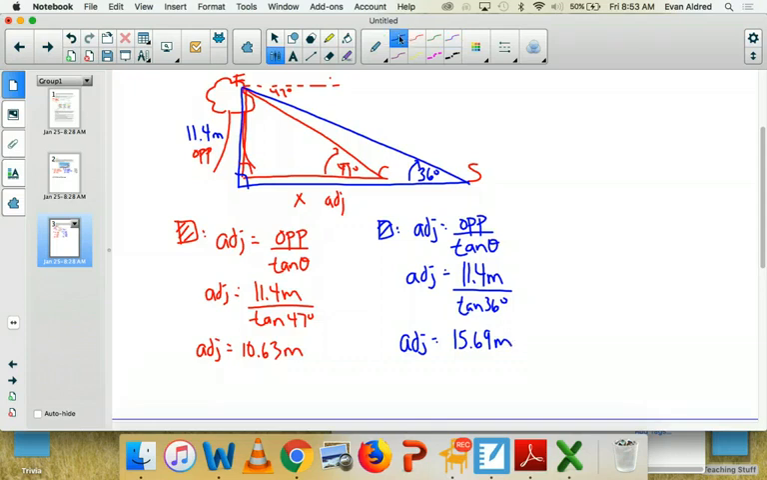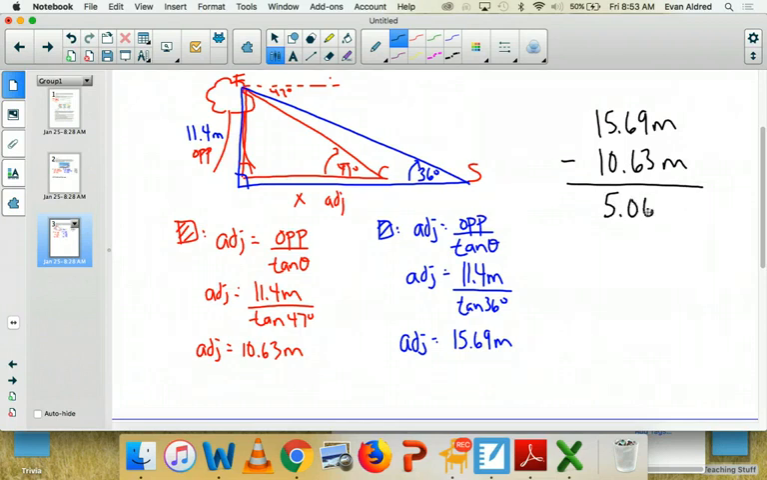Now, at the end of this, we're being asked to round to the nearest tenth of a meter. I've left everything to the nearest hundredth just for precision, and we'll do that rounding to the nearest tenth at the end. It might not make a difference, but sometimes it does. So 15.69 subtract 10.63 gives us 5.06 meters, which, when we round to the nearest tenth of a unit, is equal to 5.1 meters.